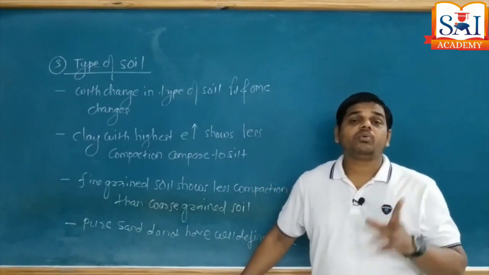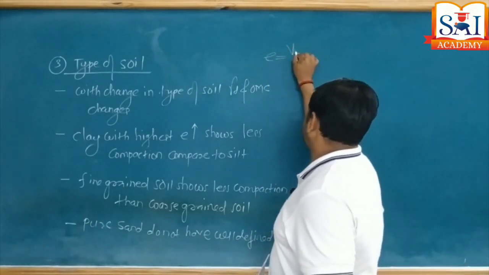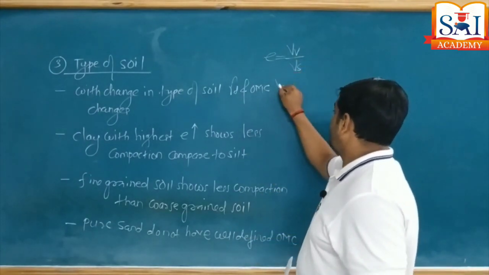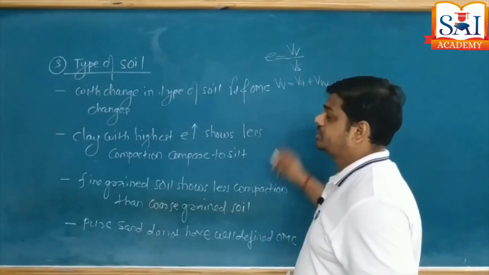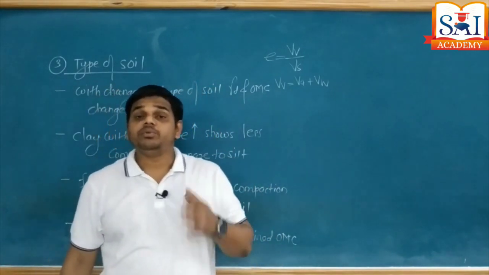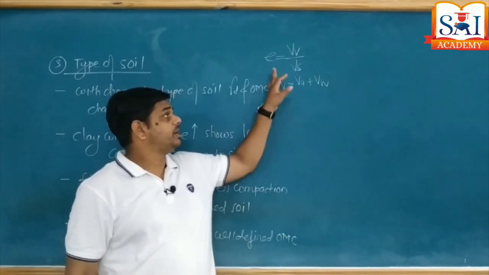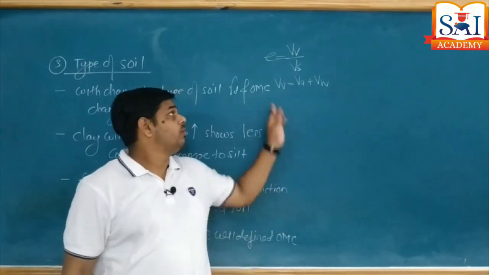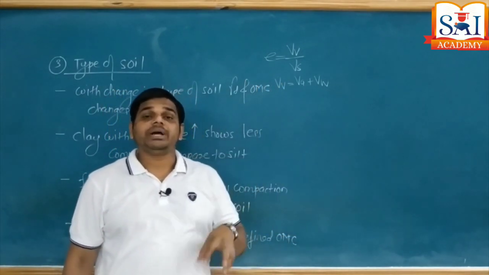Because they have more void ratio. What is meant by void ratio? Void ratio is the ratio of volume of voids upon volume of solid. What is meant by volume of voids? Volume of voids is a combination of volume of air plus volume of water. Means by the process of compaction we are trying to remove the volume of air. When volume of air reduces, the volume of void reduces. As volume of void reduces, void ratio reduces. Means for better compaction we have to minimize the void ratio.